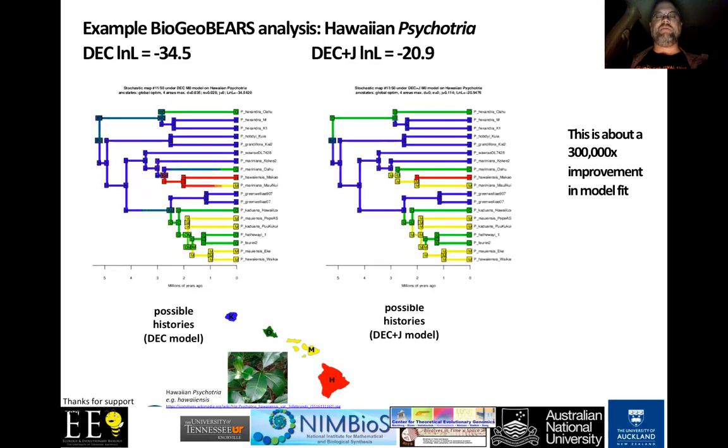DEC+J is a model that I invented, which simply modifies the DEC model to add the process of jump dispersal, which we'll talk about in a minute. And you can see that the histories that are proposed under that model tend to be simpler and tend to be a history of island jumps, for example, in this island data set. We can calculate log likelihoods to measure how well these models fit, and the DEC model gets about -34.5, and DEC+J gets about -20.9, and this is about a 300,000 times improvement in model fit.